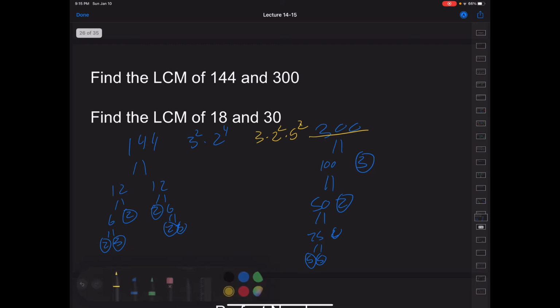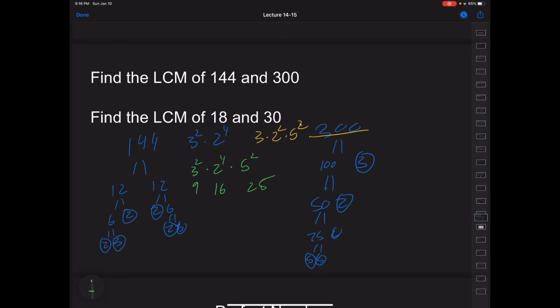And so our rule is take the prime number with the highest power. So out of the 3s, we have 3 squared is the biggest. Out of the 2s, we have 2 to the 4th is the biggest. And out of the 5s, we have 5 squared is the biggest. And then if we multiply this together, we'll get the least common multiple of 144 and 300. So 2 to the 4th is 16. 3 squared is 9. 5 times 5 is 25.